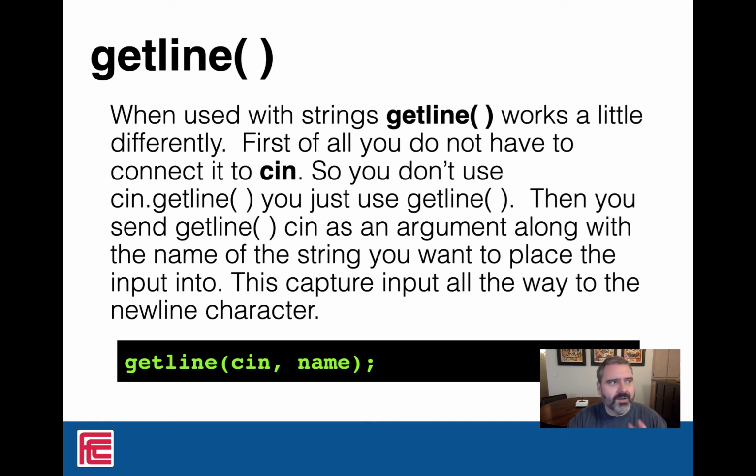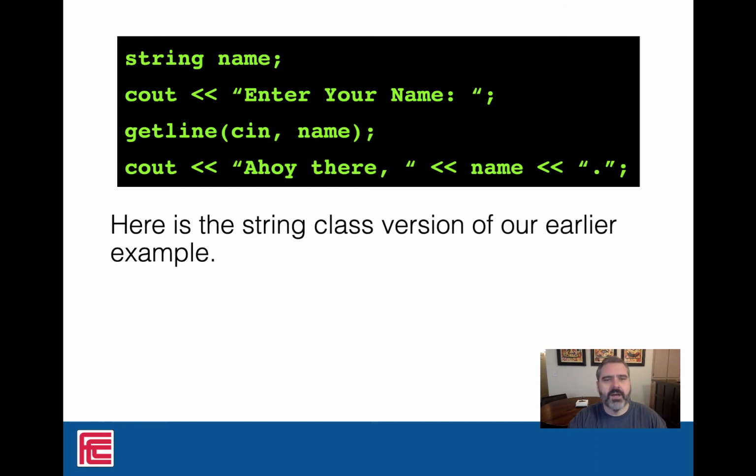But there's a third optional parameter you can use. Actually, here's an example. Enter your name, getline, "Ahoy there, name." And even if your name is 73 different words all put together with spaces and whatever, until you press return or enter on a PC, it's going to grab that entire name and put it in there, right?